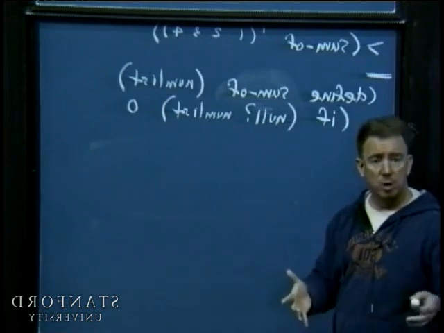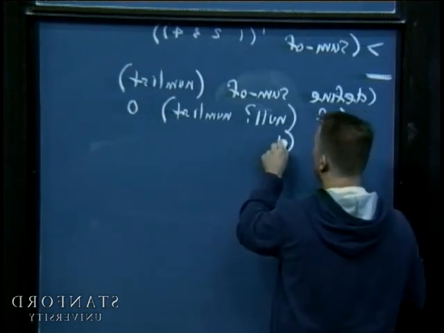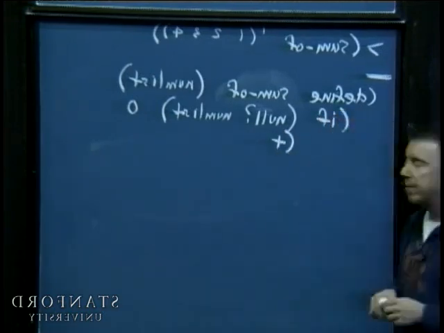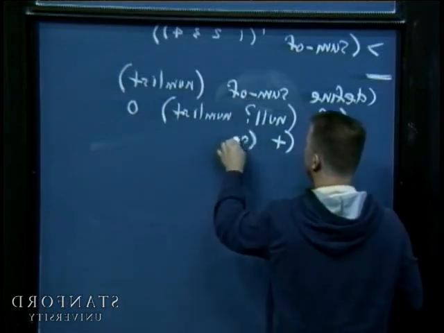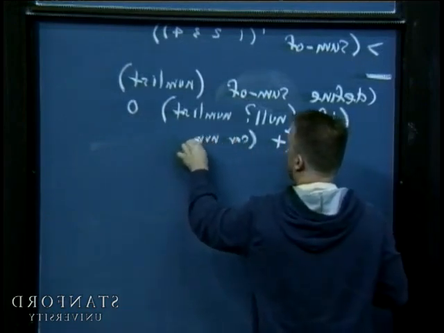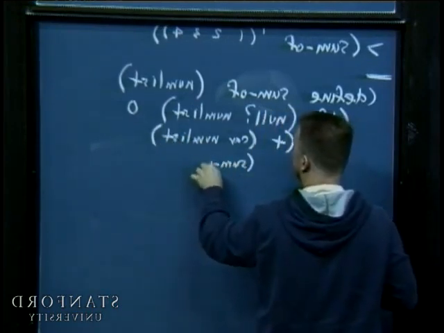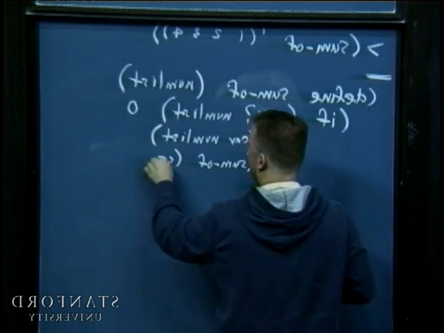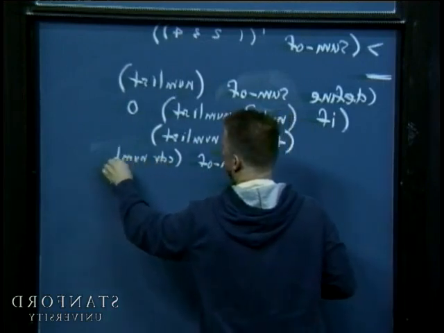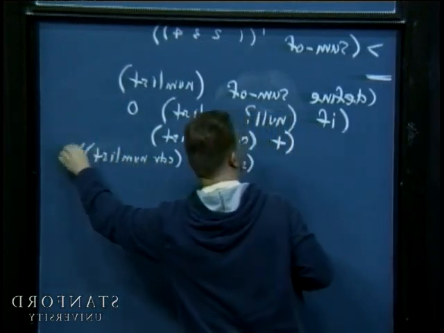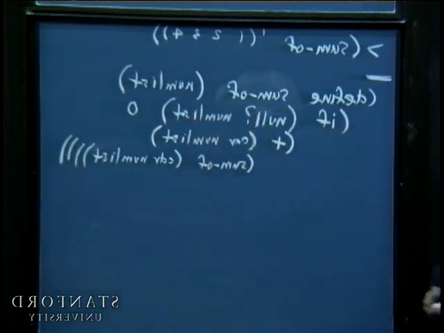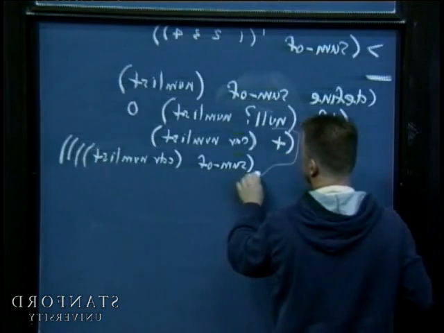Otherwise, what I want to do is equate the original sum-of call with the value that you get by levying plus against the car of the numList and a call to sum-of the cdr of the numList. Okay? The headache really is just matching all the parentheses. But conceptually, this is the recursion that's in place to get this done.